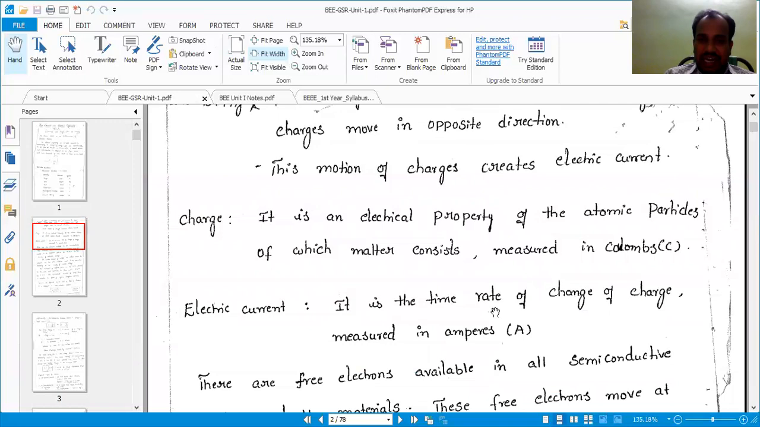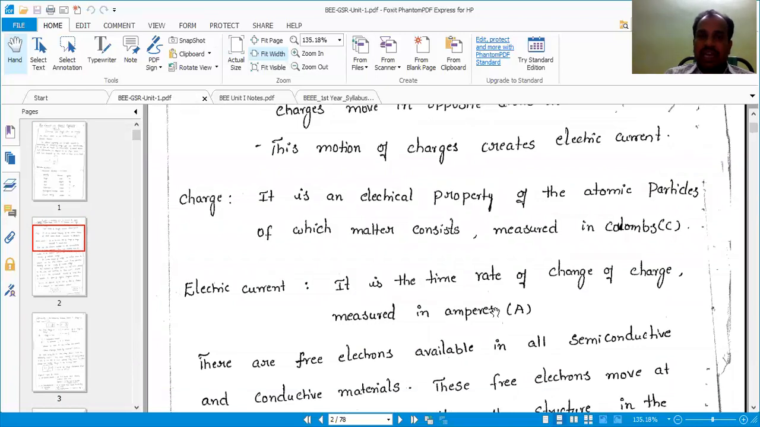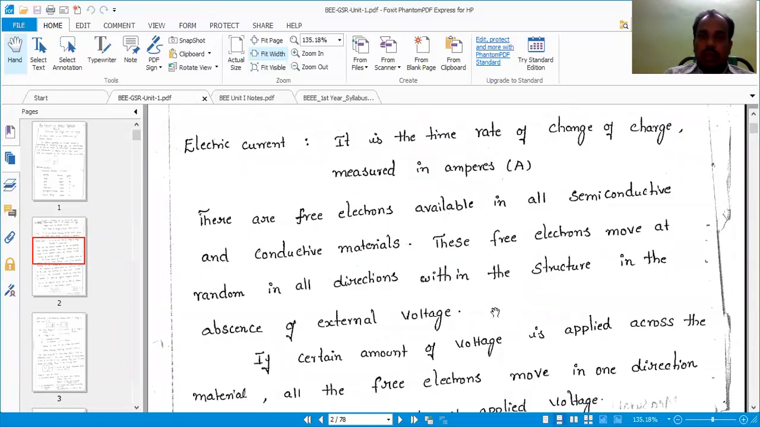The next one is electrical current. Electrical current is defined as the time rate of change of charge. The rate of change of charge is called electrical current. The flow of electrons is called electrical current. The unit of electrical current is the ampere. It is denoted by A, and current is denoted by I.